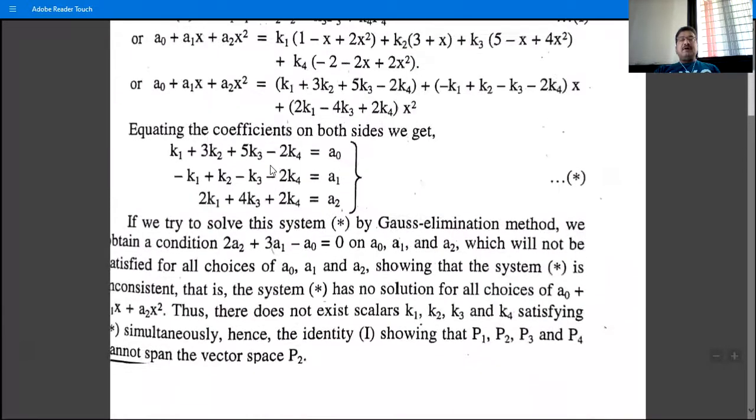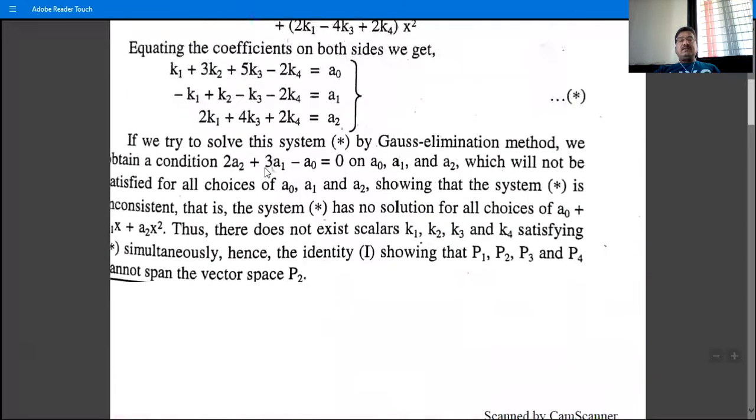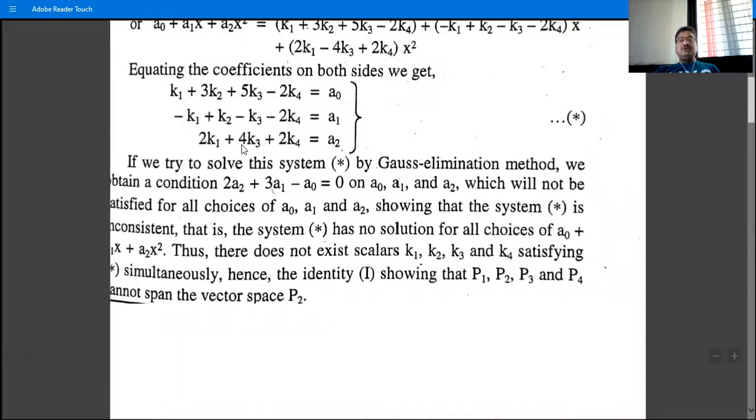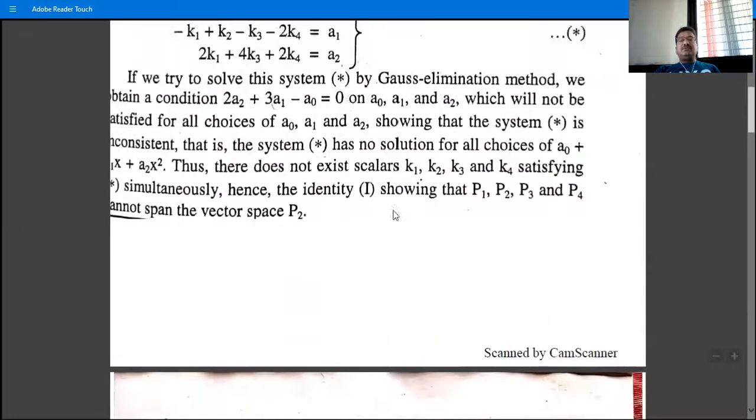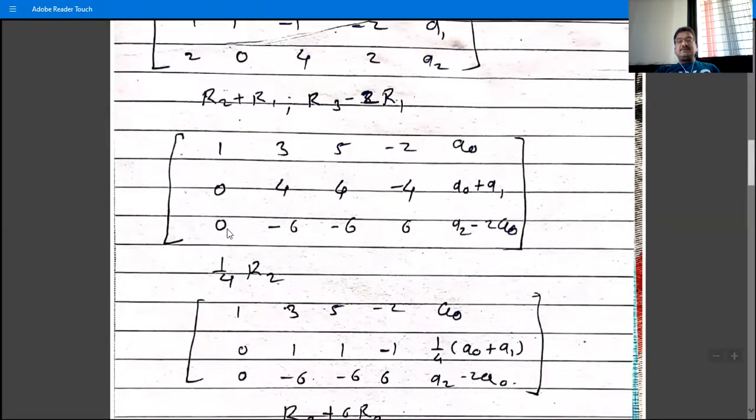So form the augmented matrix. The augmented matrix is 1, 3, 5, -2 | a0; -1, -1, 1, -1 | a1; and 2, 0, 4, 2 | a2. This is the augmented matrix [A|B], the combination of A and B. Now we have to reduce this matrix to echelon form. This element is 1, so we have to reduce these two elements to 0. The operations are R2 + R1 and R3 - 2R1.